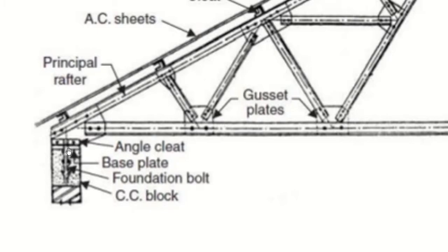So this support may be pulled in a vertically upward direction. In that case, the reaction at the support will be in a vertically downward direction. That is, there is a tendency that this truss will get uplifted from this support. So this foundation bolt or the anchor bolt has to be designed for that particular reaction, considering the upward pull as a reaction, okay.